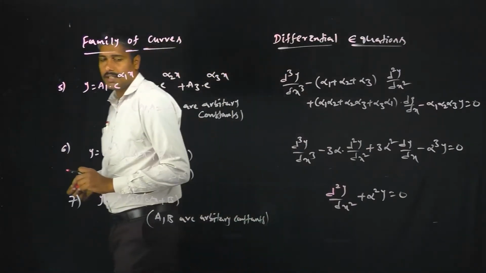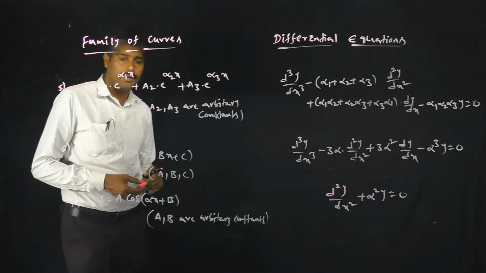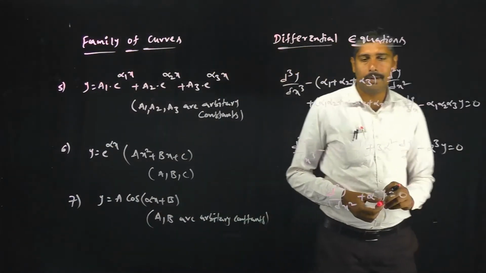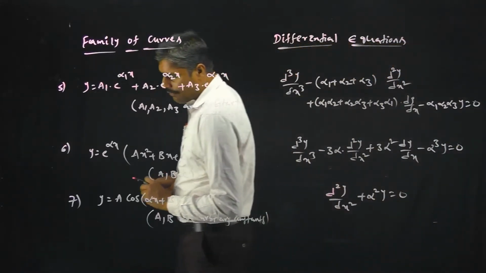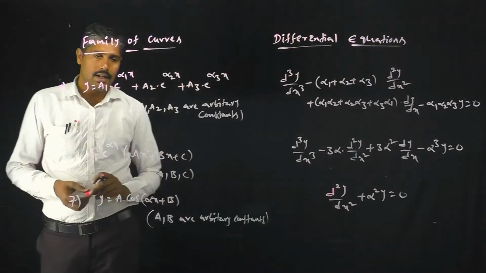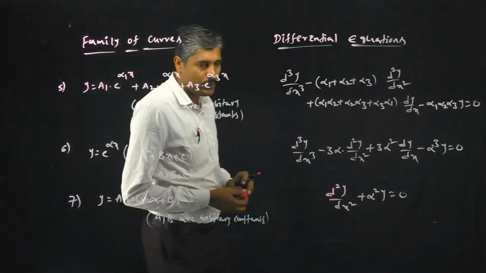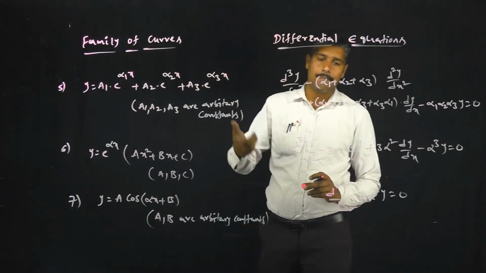Suppose the equation is y equal to a into cos of alpha x plus b. Here a comma b are arbitrary constants. Two arbitrary constants are there, that's why we differentiate two times. Then we get the differential equation like this: d square y by dx square plus alpha square into y equal to 0. How is this one obtained? You all see in IPE point.